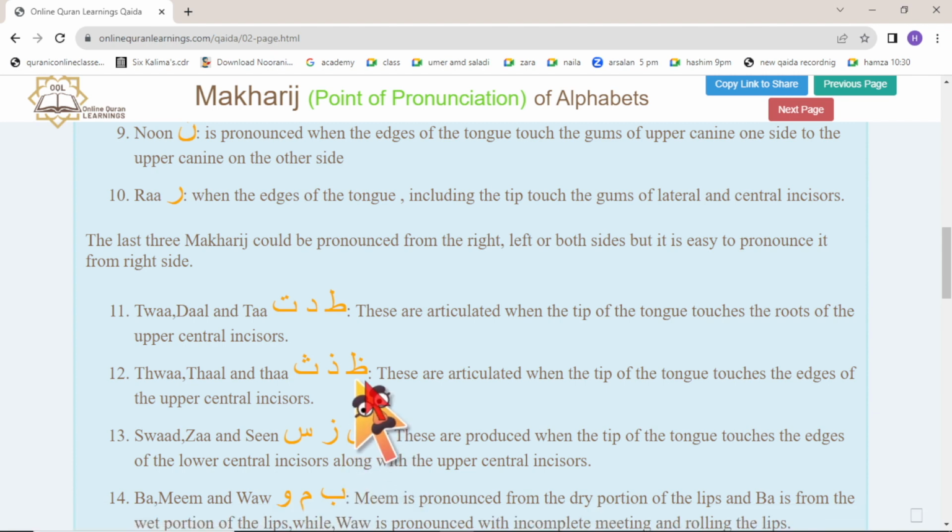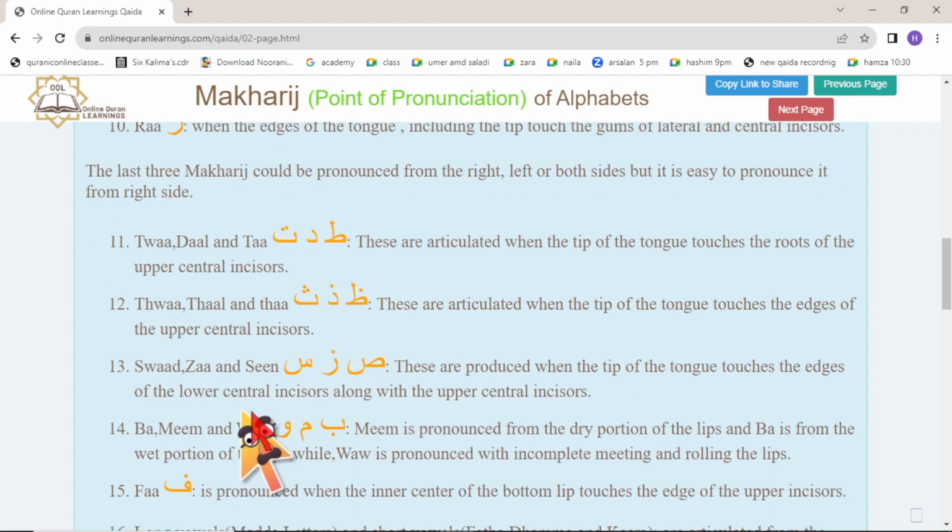So, repeat after me. Wa, dal, tha. Next one is sad, za, sin.